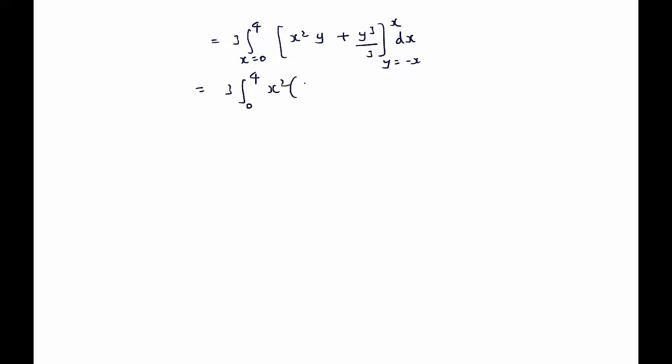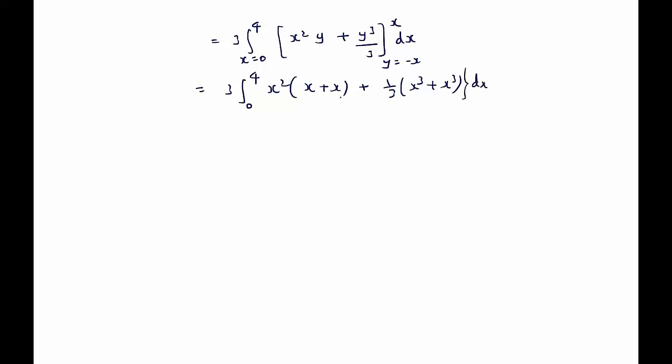So it is equal to 3 times the integration with respect to x between x is equal to 0 to 4. x square integration with respect to y means x square into y, plus y square integration with respect to y is y cube by 3, between the limits y is equal to minus x to x. That means in place of y, first substitute the upper limit x and then the lower limit minus x. After that, integrating with respect to x. So 3 times integral 0 to 4 of x square into (x minus of minus x, that is x plus x), plus 1 by 3 into (upper limit x becomes x cube, and then minus of minus x whole cube becomes plus x cube).